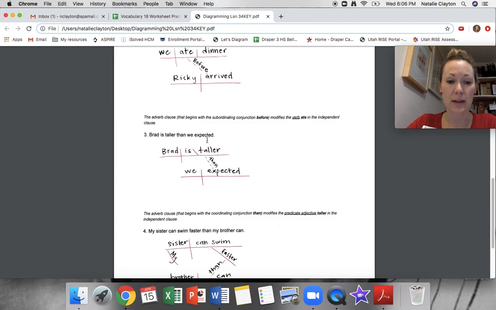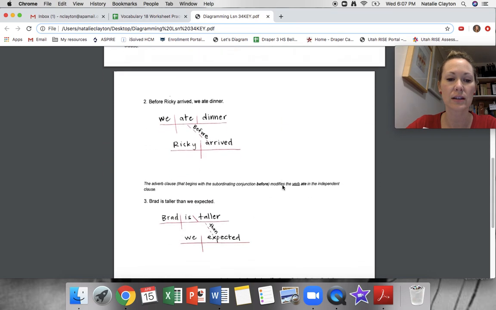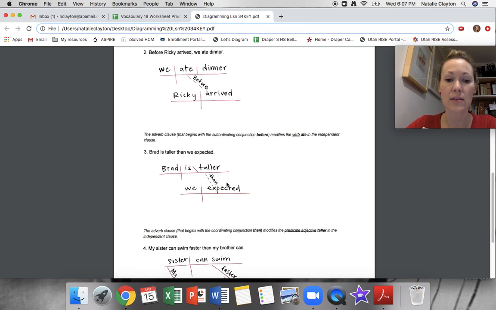Brad is taller than we expected. Okay, so Brad, here's our subject, here's our verb, and then we, subject, expected, verb. So we have our subject-verb pairs. So Brad is taller, and then, look over here, we've got than on our subordinating conjunction list. Brad is taller than we expected. You take the verb in that subordinate clause or the dependent clause and connect it back to what it's modifying.